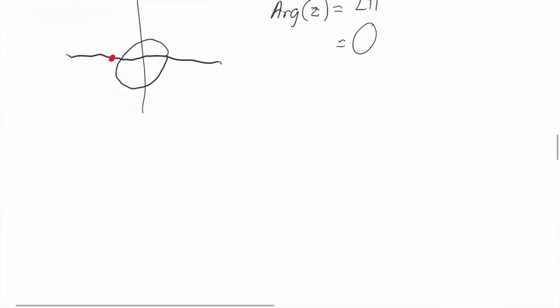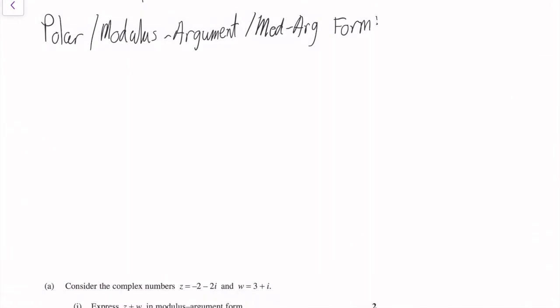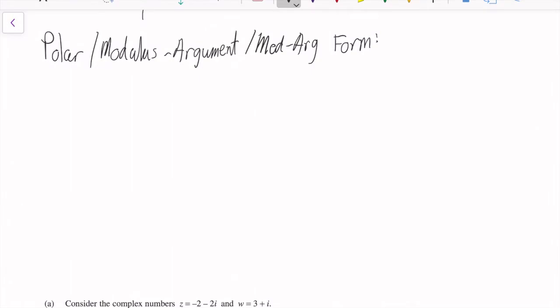Now that we have defined both the modulus and the argument of a complex number, we can bring these two together to form the modulus argument or polar form of the complex number. This form makes the process of multiplying and dividing complex numbers easier, and this opens up the topic to harder but more interesting arithmetic operations.